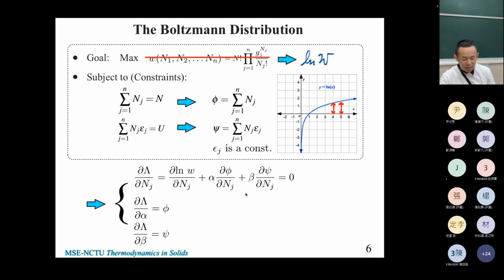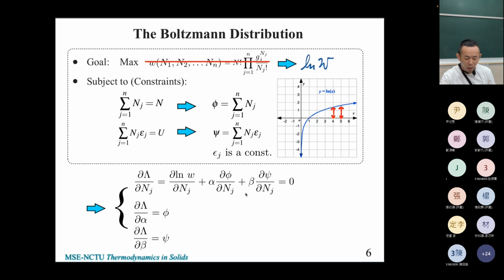So to make this multiple multiplication easier, I changed our goal to maximize natural log W. It is because it is maximized for the same set of N1, N2, Nn as W. Okay, so that's the first trick. And then we just do exactly the same thing here. The natural log W is the original function now, and phi and psi equal to 0. So we do exactly the same thing. Okay, so how can we do that? I will do it on the next page.